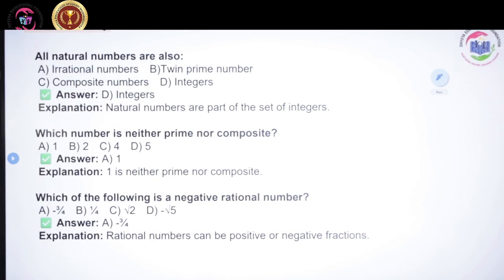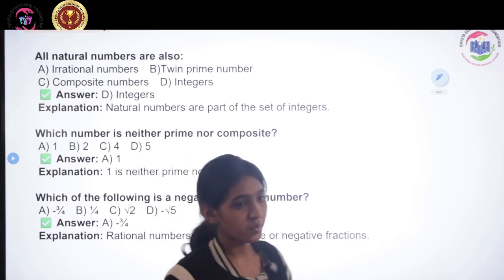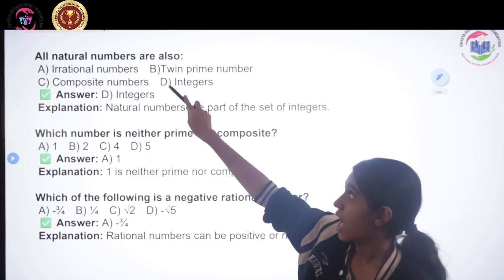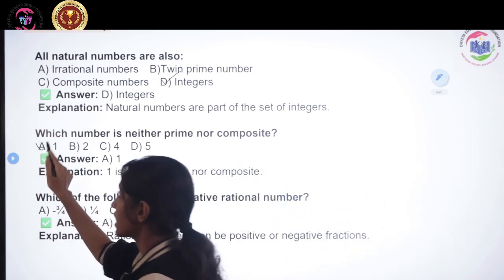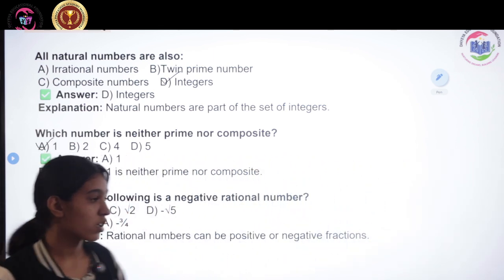Then integer number also, the natural number is also a part of an integer number. That means option D is the correct option. Which number is neither prime nor a composite? Option A 1, B 2, C 4, D 5. We have to find the number that is neither prime nor composite. There is only one such number. Which option is correct? Option A is the correct answer, because 1 is the only number which is neither prime nor composite.